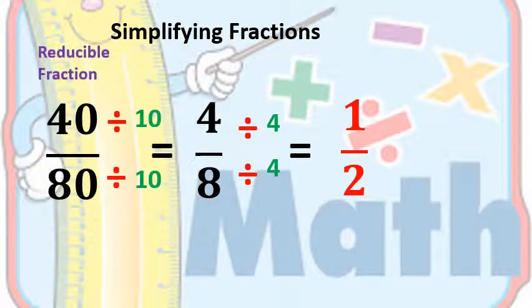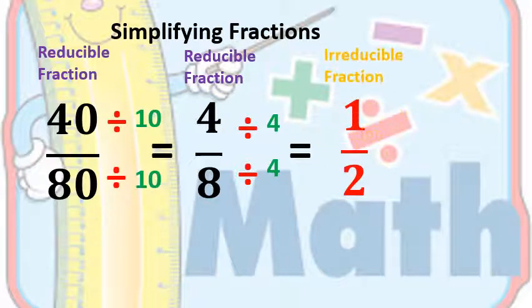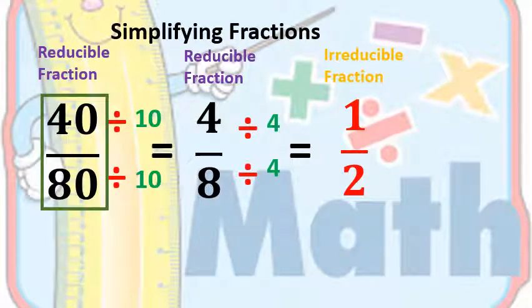So this is a reducible fraction. I could simplify it. This is a reducible fraction. I can simplify it. This is an irreducible fraction because I cannot simplify it anymore. So this is reducible. This is irreducible.